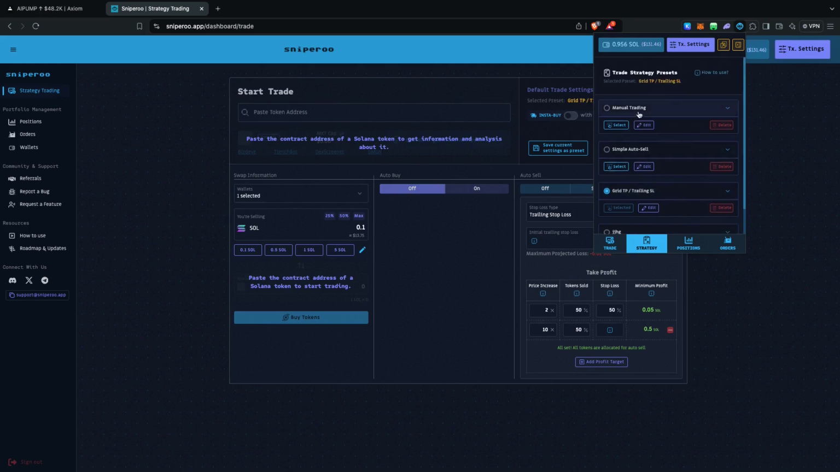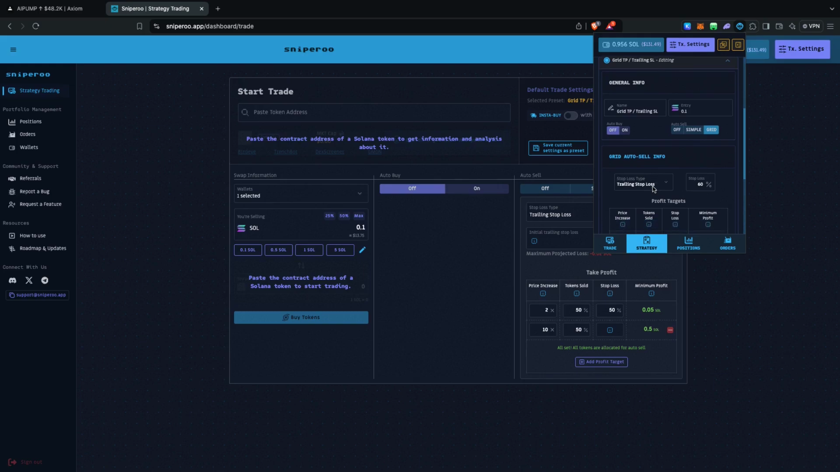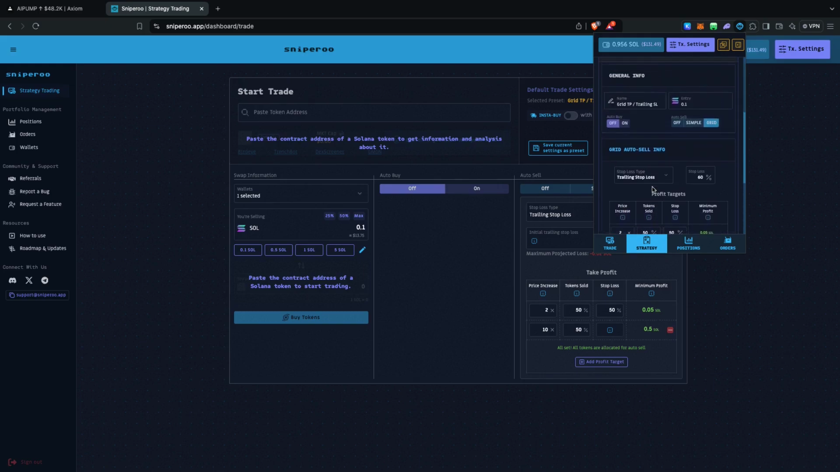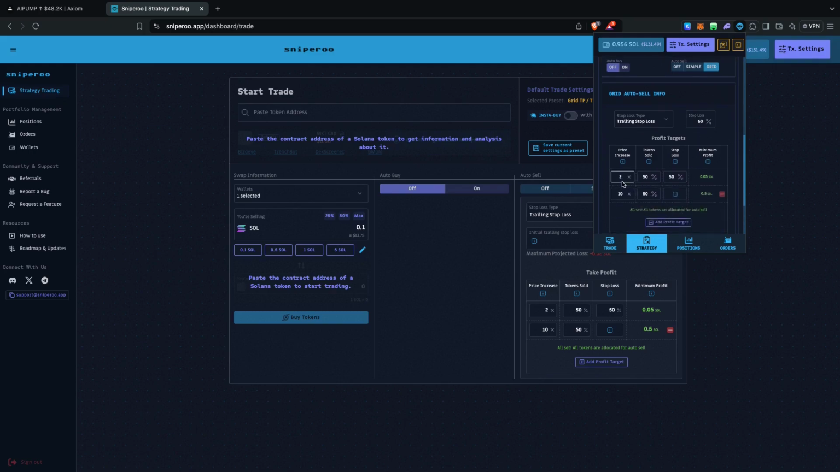So number one, there's manual trading, there's a simple auto sell. So neglect these two types of trailing stops. Go to the grid, take profit, and the trailing stop loss. So these are my settings right over here. Okay, so number one, I've got a trailing stop loss of about 60%. Then I've got a 2x 50% take profit, a 10x 50% take profit.